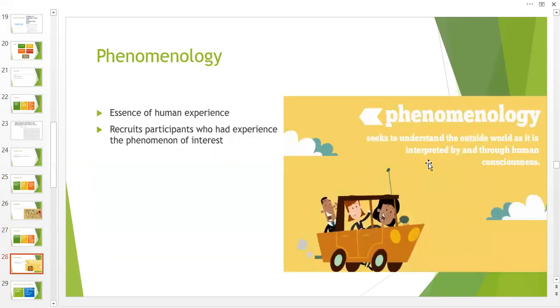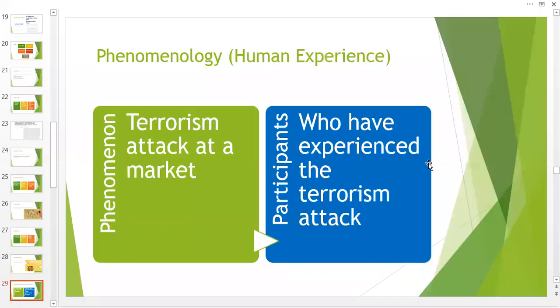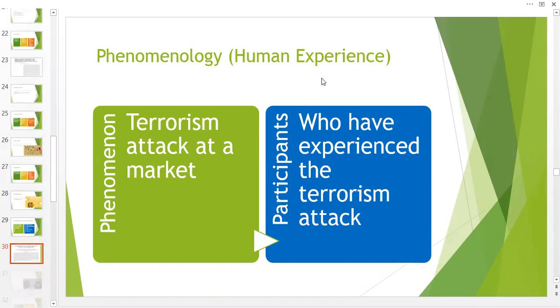Then is the phenomenology. It is the essence of human experience. It recruits participants who had experienced the phenomena of interest. This is different from the other types, in that in this study the participants must have experienced the phenomena which is under study. An example is that we want to study the terrorism attack at a particular market, and the participants will be those who have experienced the terrorism attack, and we are going to collect data to understand the human experience.